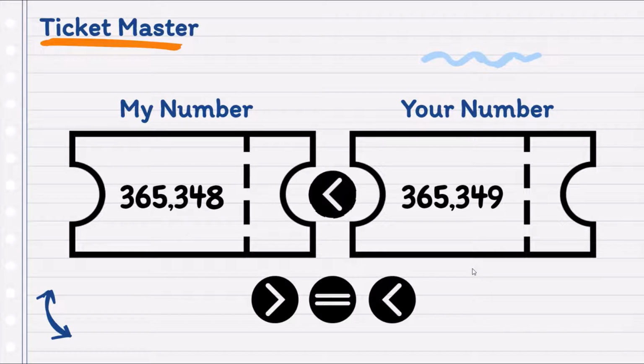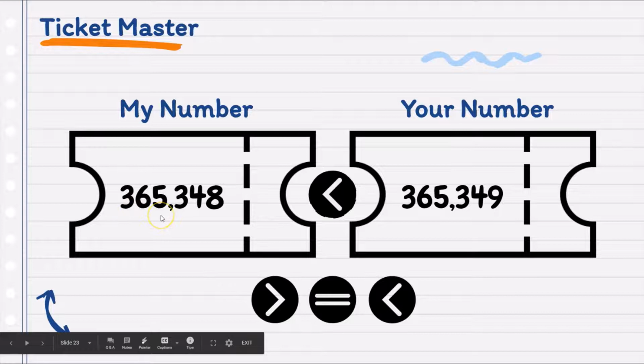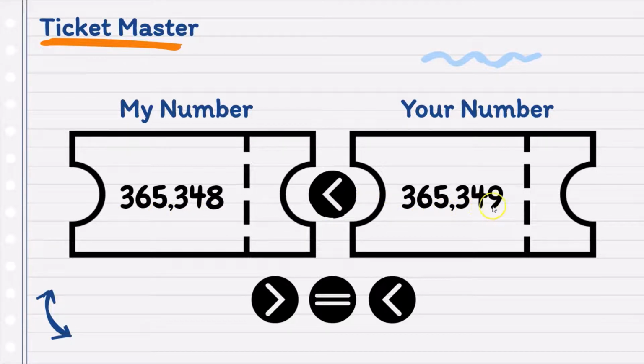And of course, my number is less than your number. Will you make a comparison statement now using these two numbers? One statement we can make is 365,348 is less than 365,349 because 8 ones is less than 9 ones.